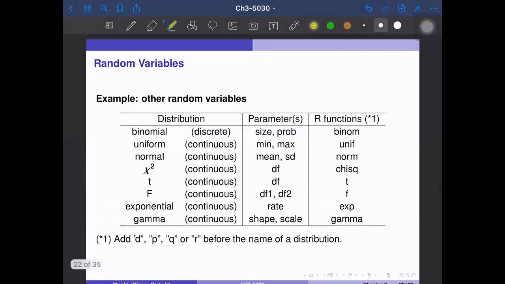Hi everyone. The next topic is other distributions. So we discussed the binomial distribution and the chi-square distribution in this video.